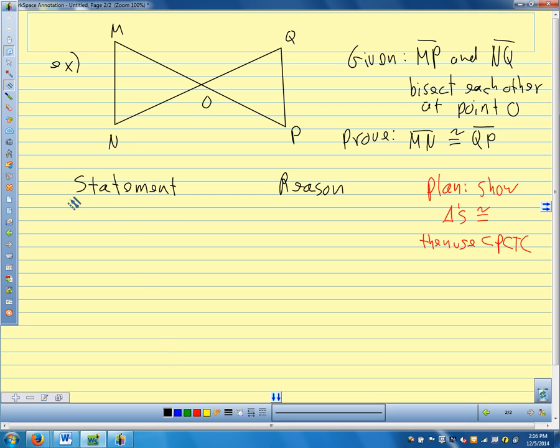All right, so let's figure out what we know here. We need to get some congruent parts to show these triangles are congruent. So is there anything here that we can say are congruent? We need some sides, we need some angles, we need something. M, N? No, that's what we're trying to prove. We don't know that they're congruent, we're trying to show that they're congruent.